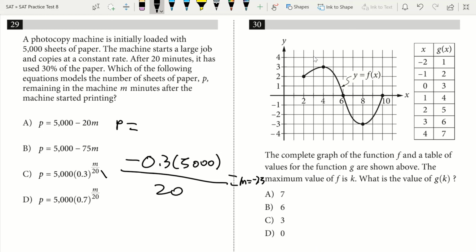I know that this is not going to be an exponential function, right? So I can go ahead and get rid of C and D off the bat anyway. And now I see I have 5,000 minus 75m as my answer, B. All right, I'm going to erase this just so I don't do anything on it with the next problem.